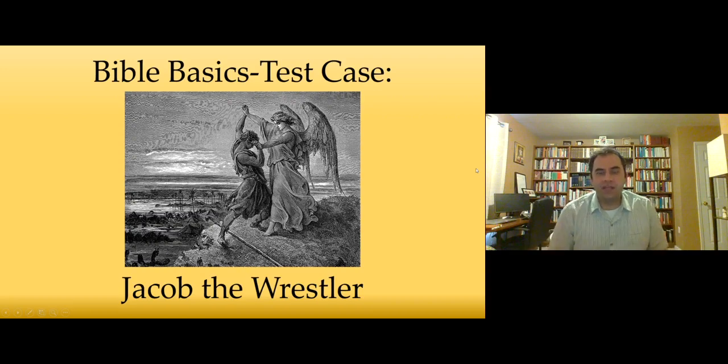All right, so friends, in this Catechist Toolbox tutorial, we're going to do what I'm calling a Bible Basics test case, looking at a specific passage from Scripture that I'm calling Jacob the Wrestler here, taken from the book of Genesis. This tutorial follows very closely upon the Bible Basics 2 tutorial on how to read the Bible. So if you haven't checked that out yet, it would probably be a good idea to do so before watching this one.